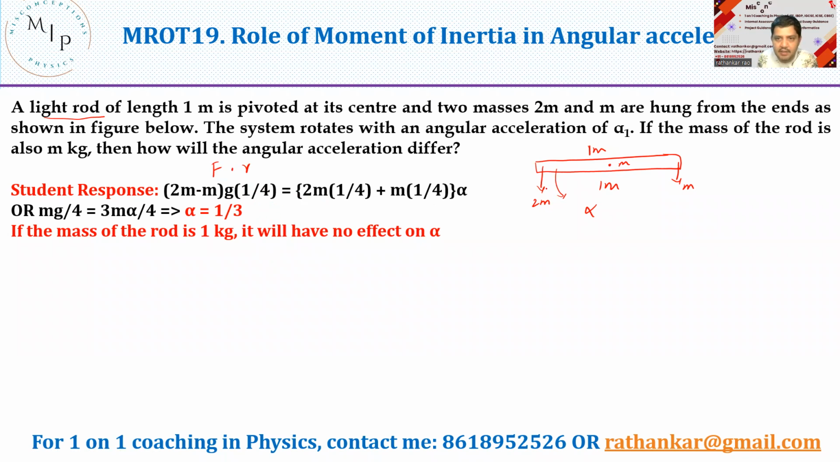Let me take it out. What is the force here? Force is nothing but 2m. So this will now produce a torque like this, and this will produce a torque like this. But this torque is much larger. Why is it larger?